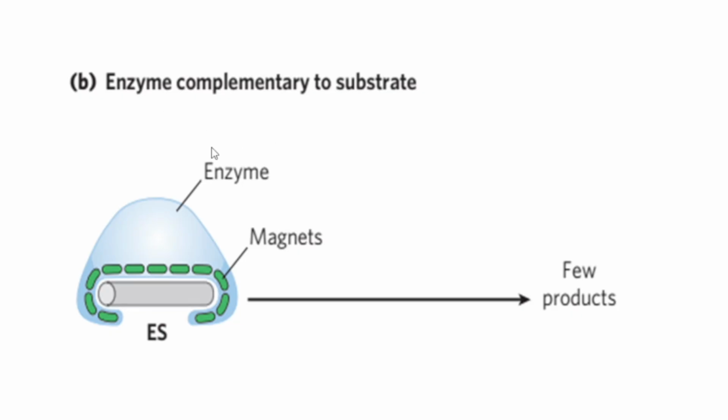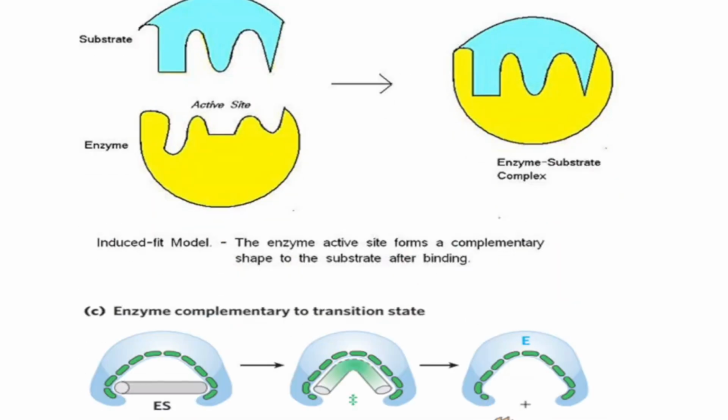This is the diagrammatic presentation of the lock and key model. This is the enzyme. This is the substrate. As you can see, they have complementary shapes. Few products are formed from the lock and key model.